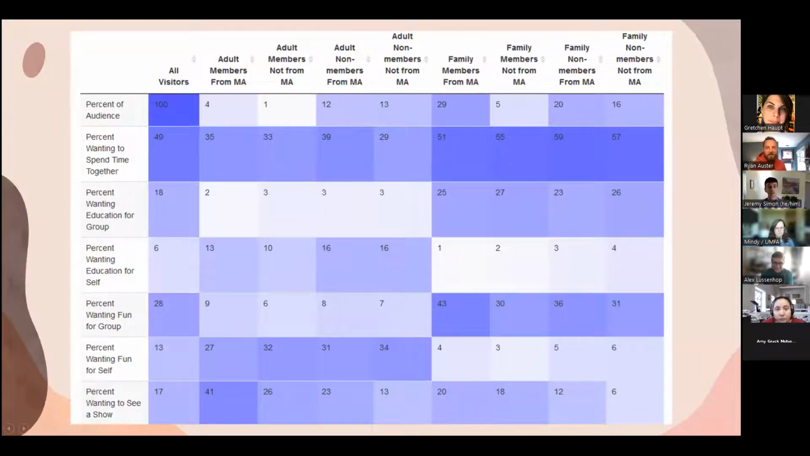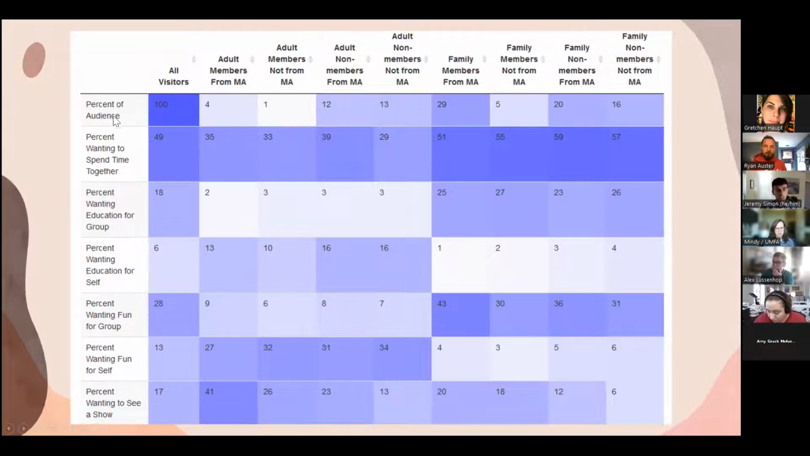This is splitting up into all 8 combinations of these segments. So we've got 4 groups that are adult only, meaning they don't have any kids with them, and 4 groups that are families, so groups that have kids with them. We've got 4 groups that are from Massachusetts and 4 groups that are not from Massachusetts. And then we have 4 groups that are members, right? So we've taken these 3 ways of segmenting the data, we've combined them to get all 8 possible groups.